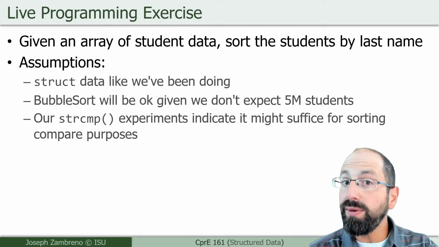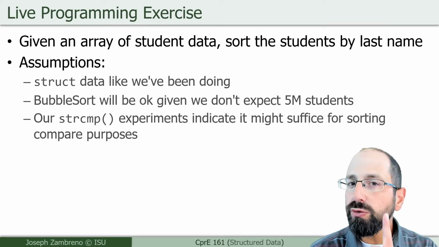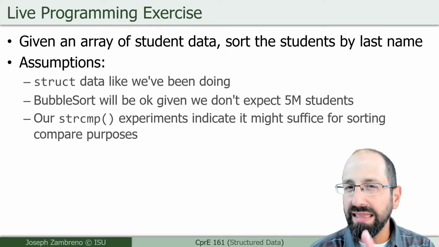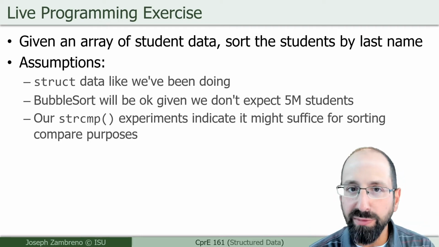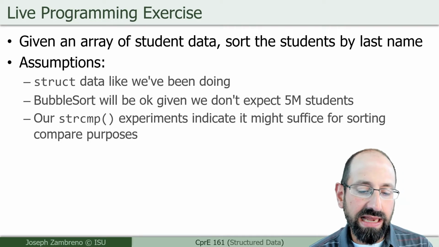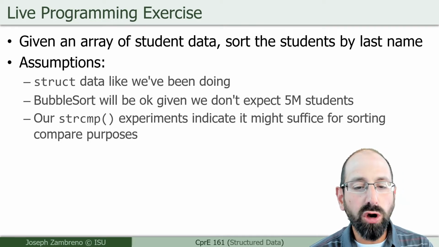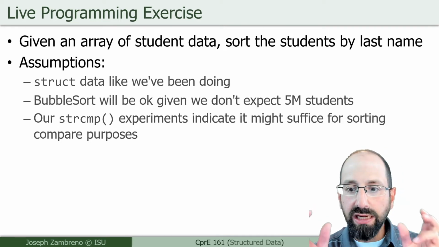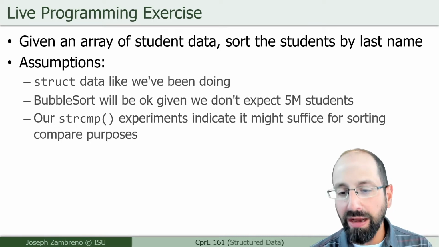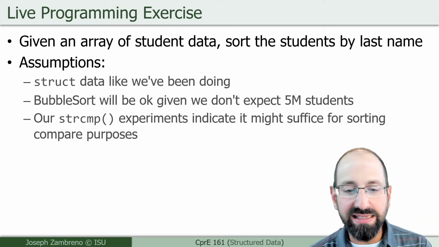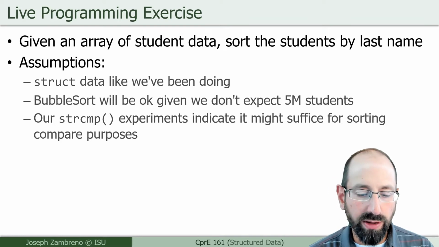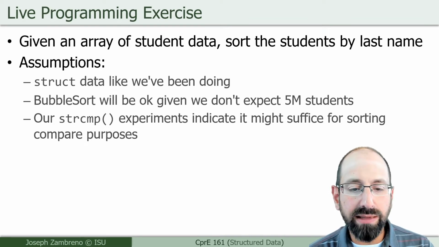We can use our bubble sort type sorting. We also could have used our quick sort, but I think that code would be pretty ugly. Bubble sort should be okay, given we don't expect there to be 5 million students. And string comp should work for our purposes, as we've seen. String comp does this kind of lexicographical comparison. A winds up being less than B, winds up being less than C. Should work for our sorting compare purposes. Here's what this looks like in practice versus having us just start it from scratch.